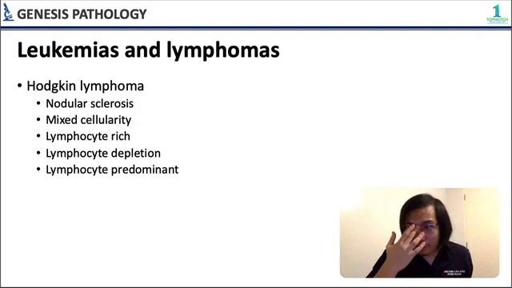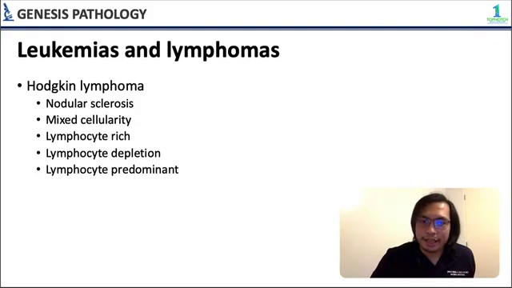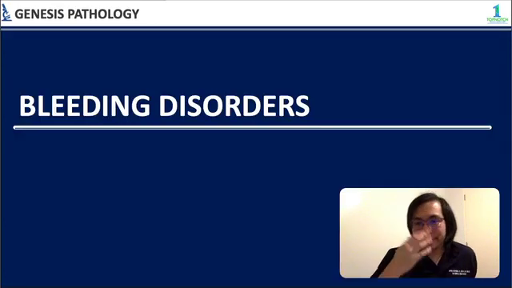In your Hodgkin lymphoma, what's important is that the most common Hodgkin lymphoma is your nodular sclerosis. The best prognosis is your lymphocyte rich, and the worst prognosis is your lymphocyte depletion. Mas madami kang lymphocytes, mas maganda ang prognosis. Usually, yung mga lymphocyte depletion, yun yung mga HIV associated. Okay? So, yan. Let's move on to our bleeding disorders.